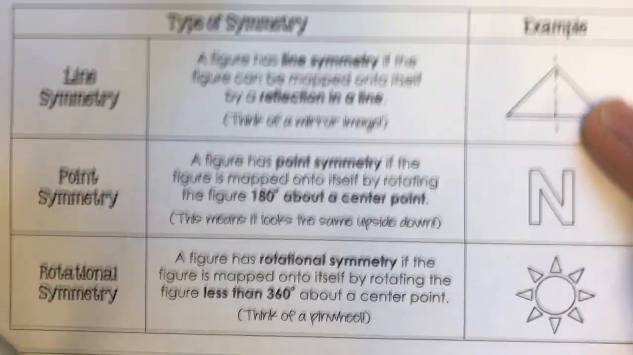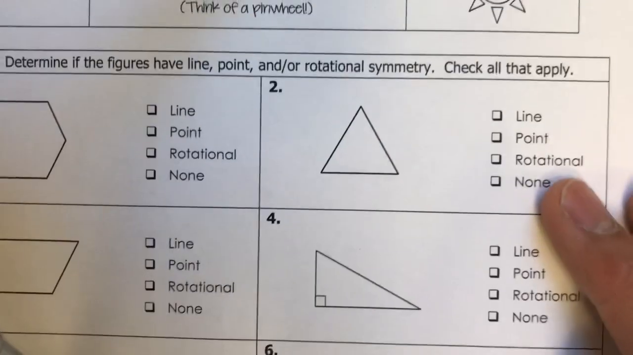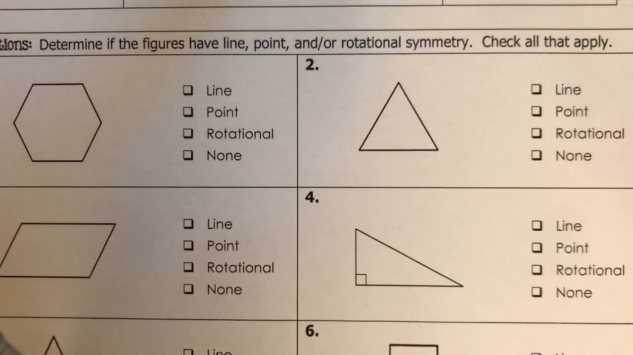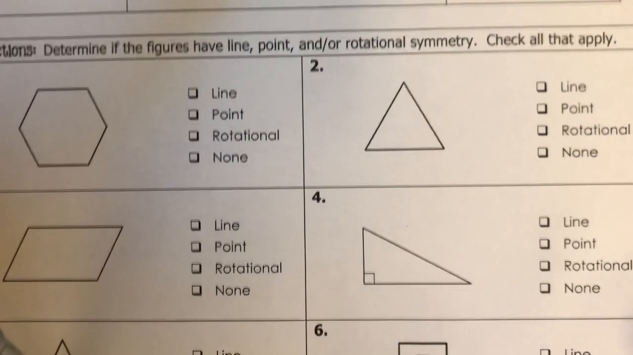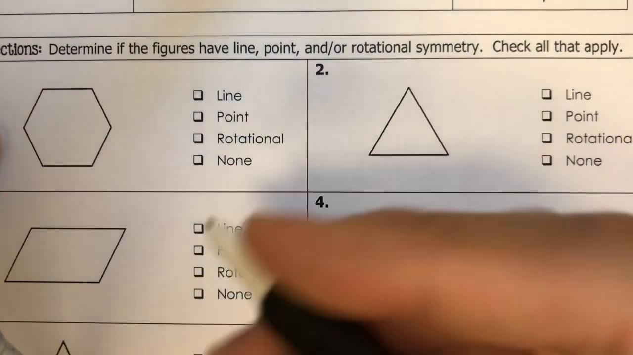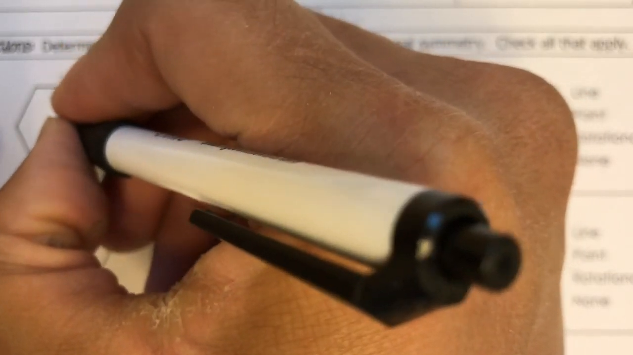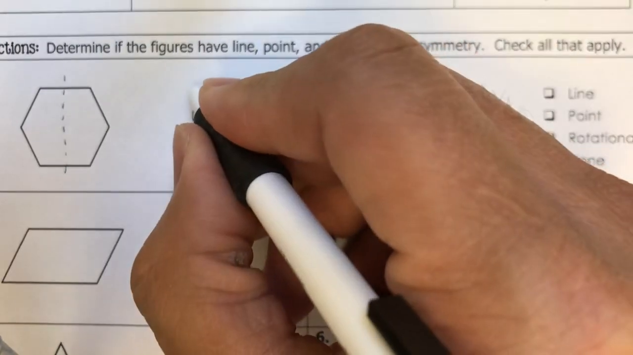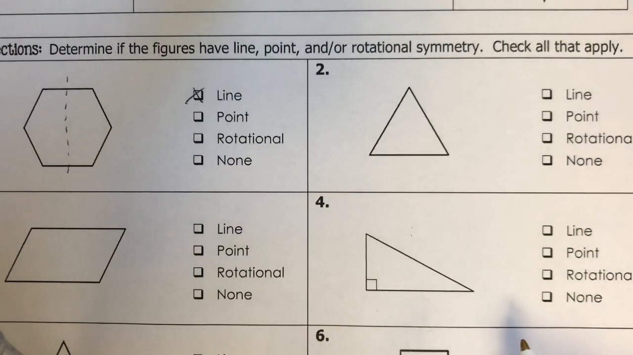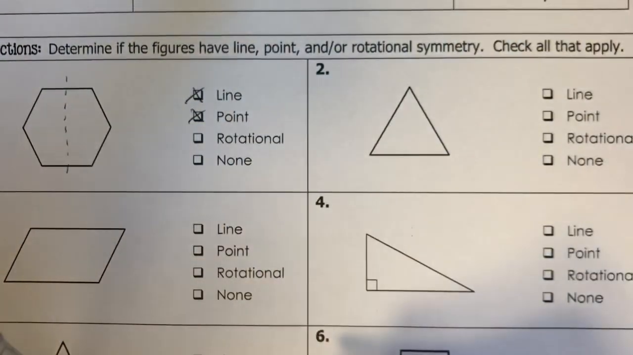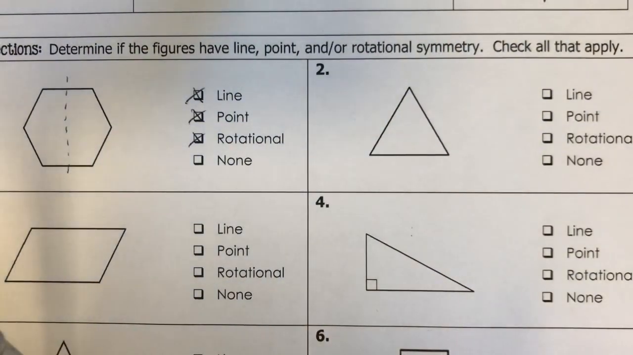So now let's look at some examples. We want to determine if the figures have line, point, and or rotational symmetry. So they could have more than one. If we look at this hexagon, notice right away, if I draw a line down the middle, we can actually draw it diagonally or across. That'll have line symmetry. If I were to rotate this, it would also have point symmetry and rotational.